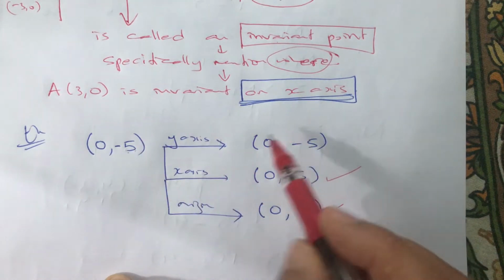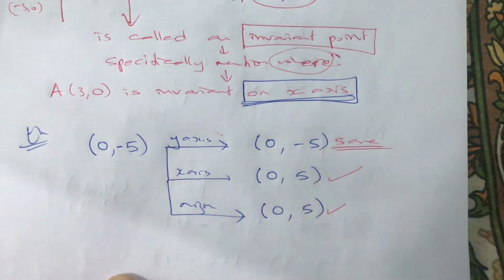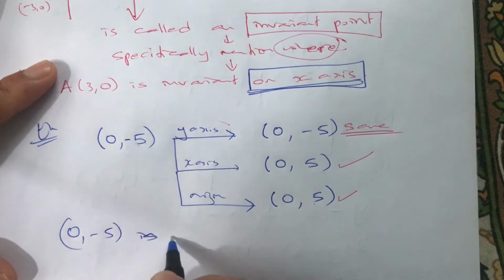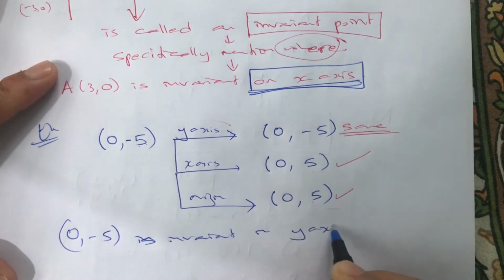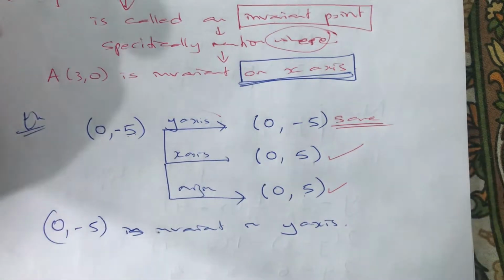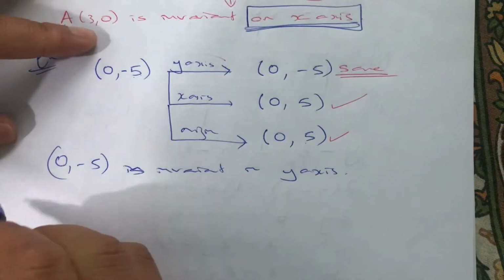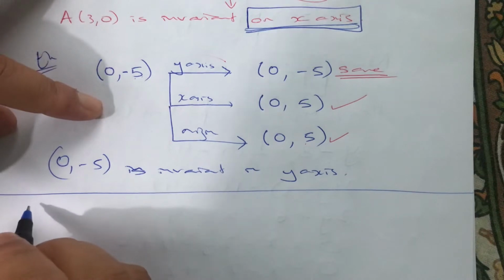But over here, if you look carefully on the y-axis, what is happening? It is remaining the same. So we will say (0, -5) is invariant in the y-axis. Okay, so (0, -5) is invariant in the y-axis, so we have to specifically mention y-axis. So the conclusion is, you can try later on also with more examples.